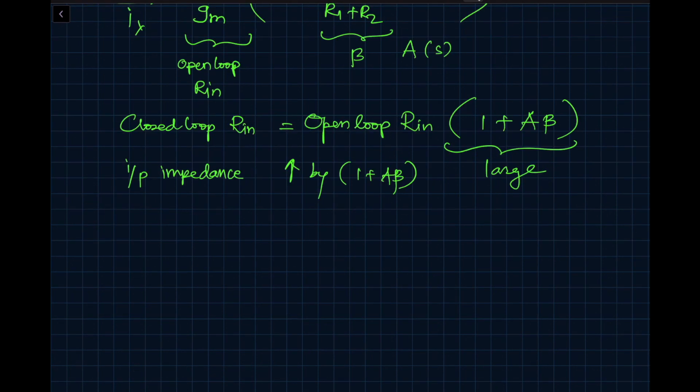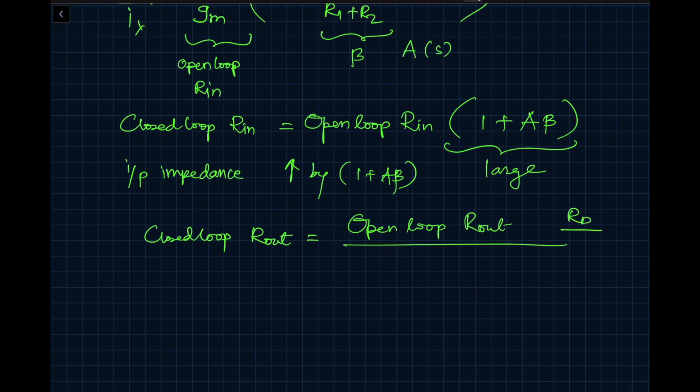And what you will see is that the closed loop R out will be equal to the open loop R out. In this case, it would be RD. That's what we determined in the beginning. And that will be divided by 1 plus A beta. So you can prove it to yourself by doing this same math analysis.